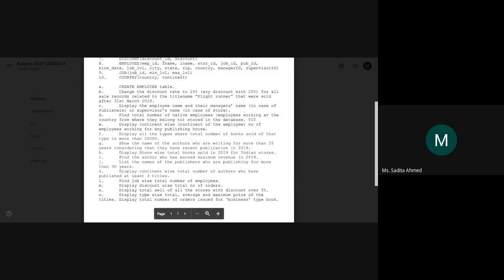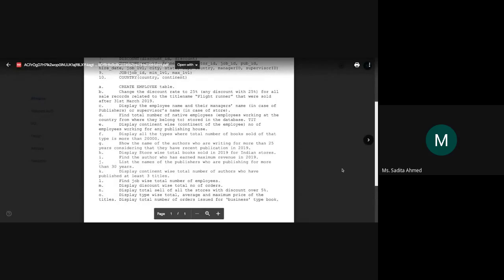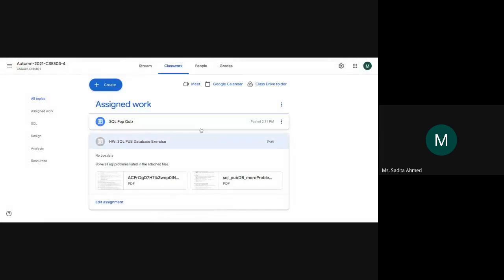If you struggle, definitely group brainstorming sessions korte paro or group study sessions korte paro. But try to figure it out on your own, or at least understand what's going on here, right? Or what the correct command should be for the given query, okay?